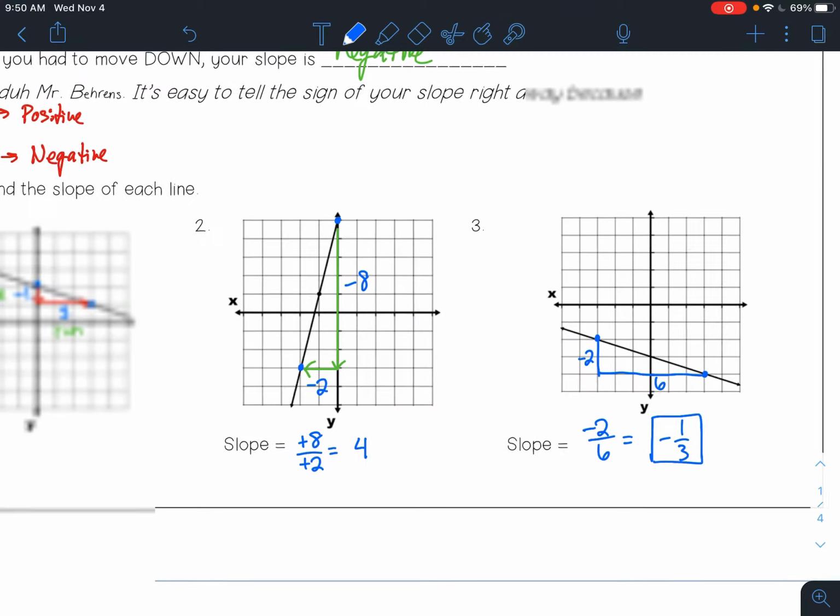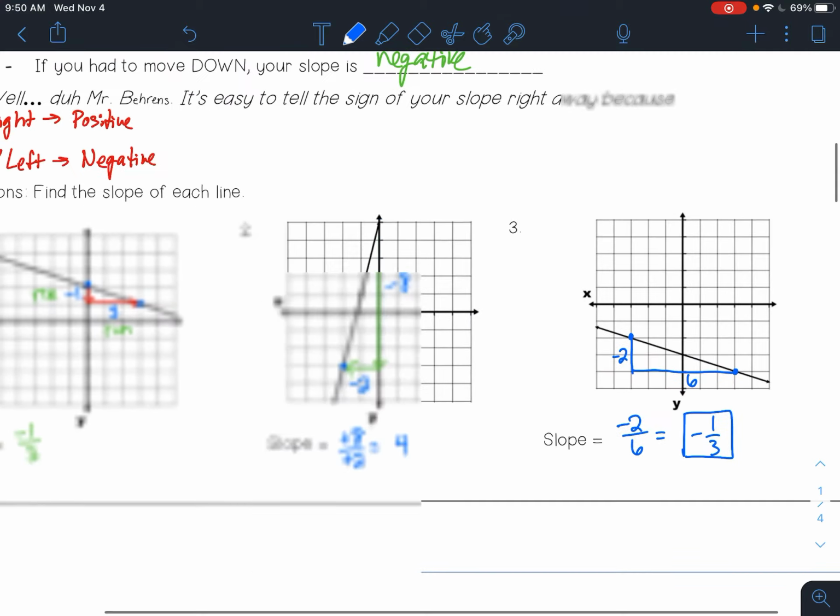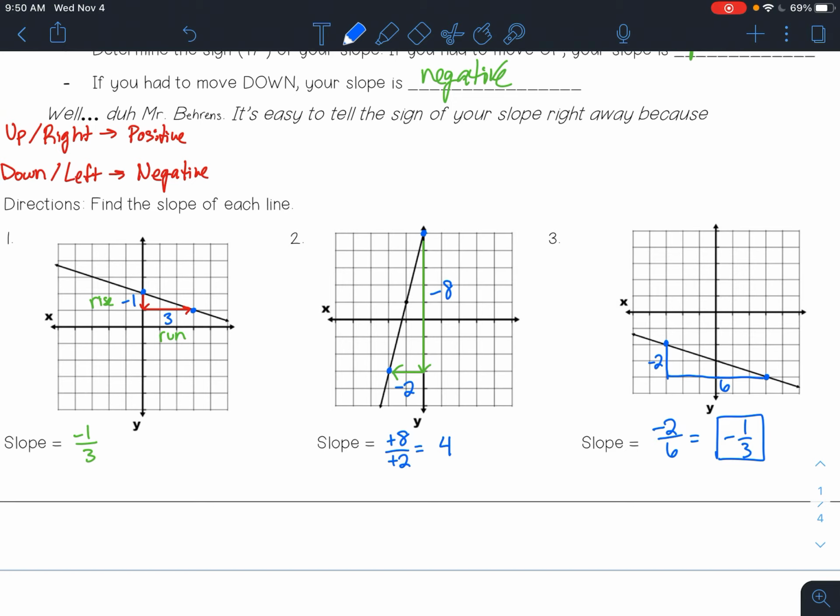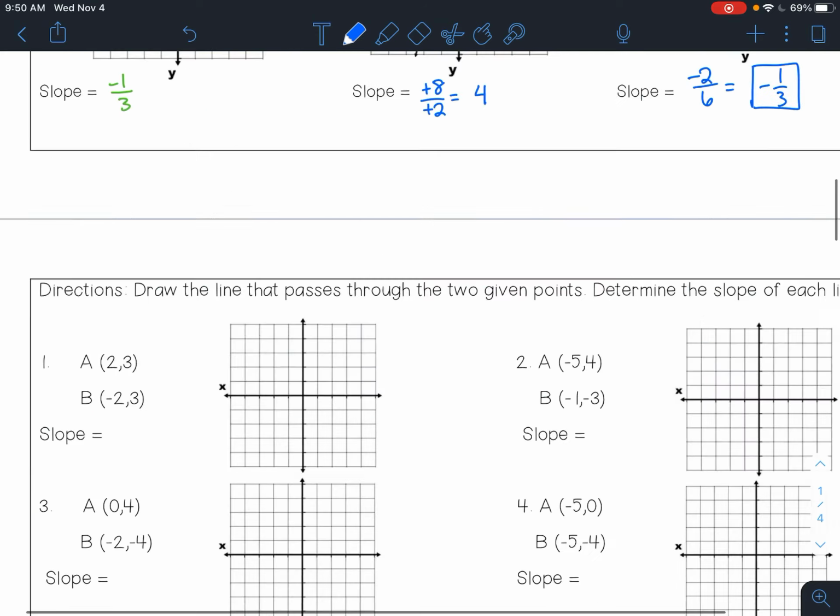Okay. Notice here, and this is something that we'll get to later on down the road when we start talking about parallel and perpendicular lines later this chapter. If you guys notice, number 1 and number 3 had the exact same slope, negative 1/3. And on the graph, they have the exact same steepness. They're just in different positions, and that should be the case. If I have two lines that have the same slope, they should be the same steepness. The angle that they create should be the same.